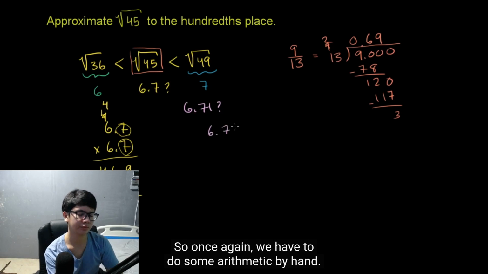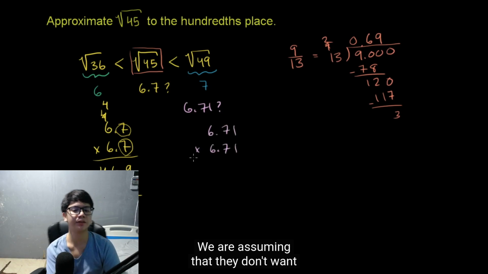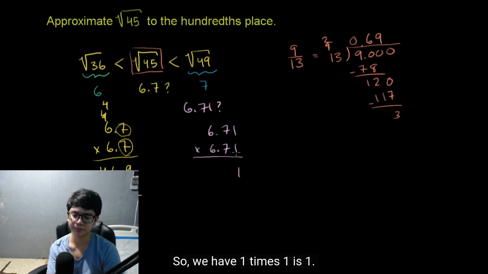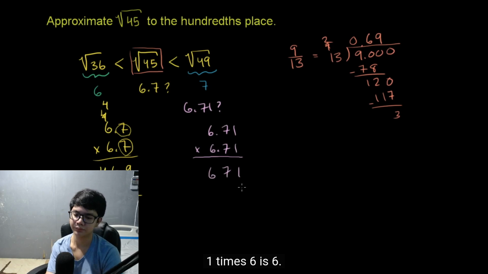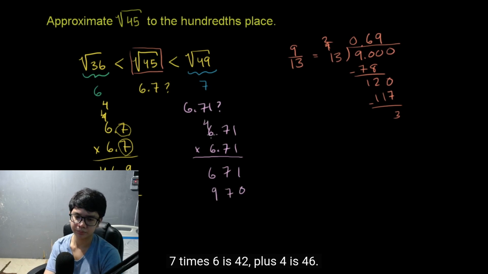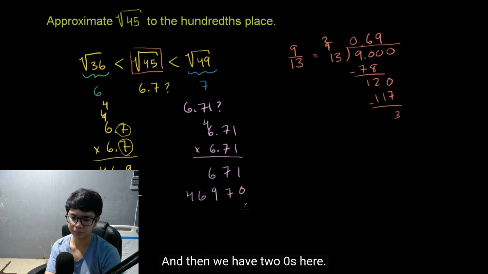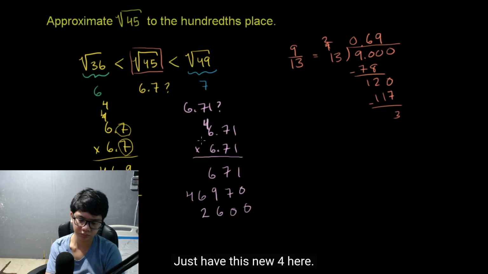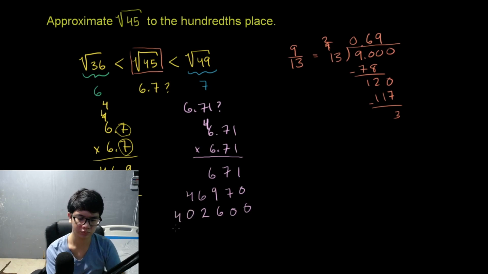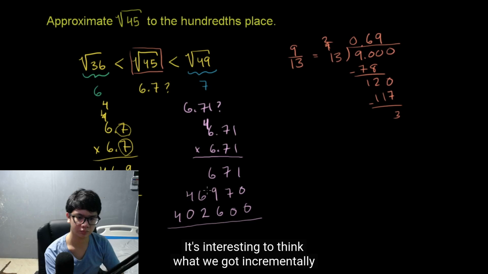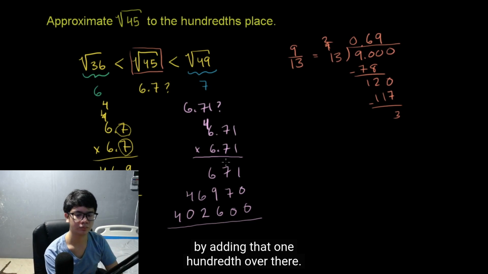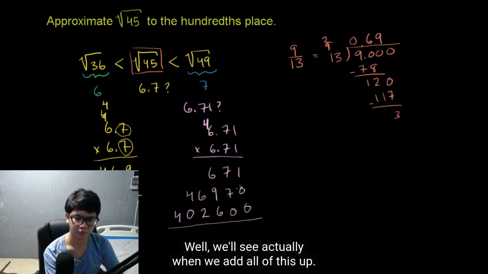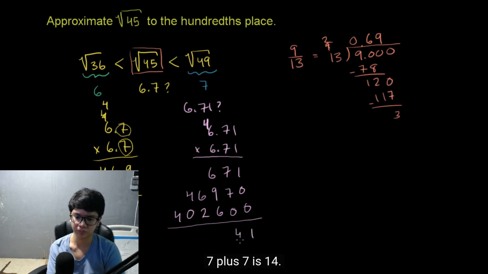Let's just try it out. 6.71. Once again, we have to do some arithmetic by hand. We are assuming that they don't want us to use a calculator here. So 1 times 1 is 1, 1 times 7 is 7, 1 times 6 is 6. Put a 0 here. 7 times 1 is 7. 7 times 7 is 49. 7 times 6 is 42, plus 4 is 46. And then we have 2 zeros here. 6 times 1 is 6. 6 times 7 is 42. We have this new 4 here. 6 times 6 is 36, plus 4 is 40. It's interesting to think what we got incrementally by adding that hundredth over there. We'll see when we add all of this up. You get a 1. 7 plus 7 is 14.